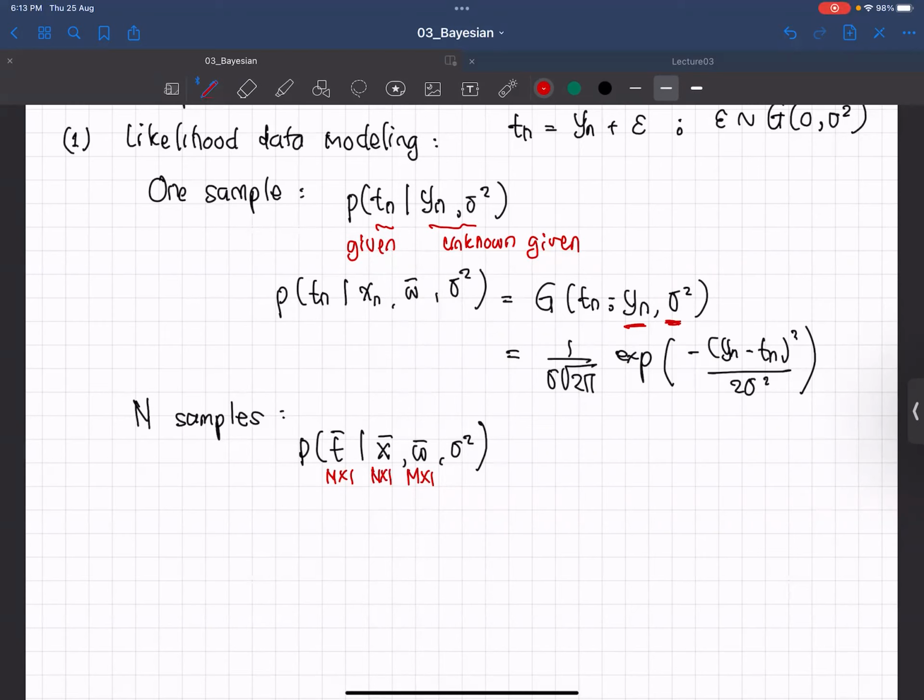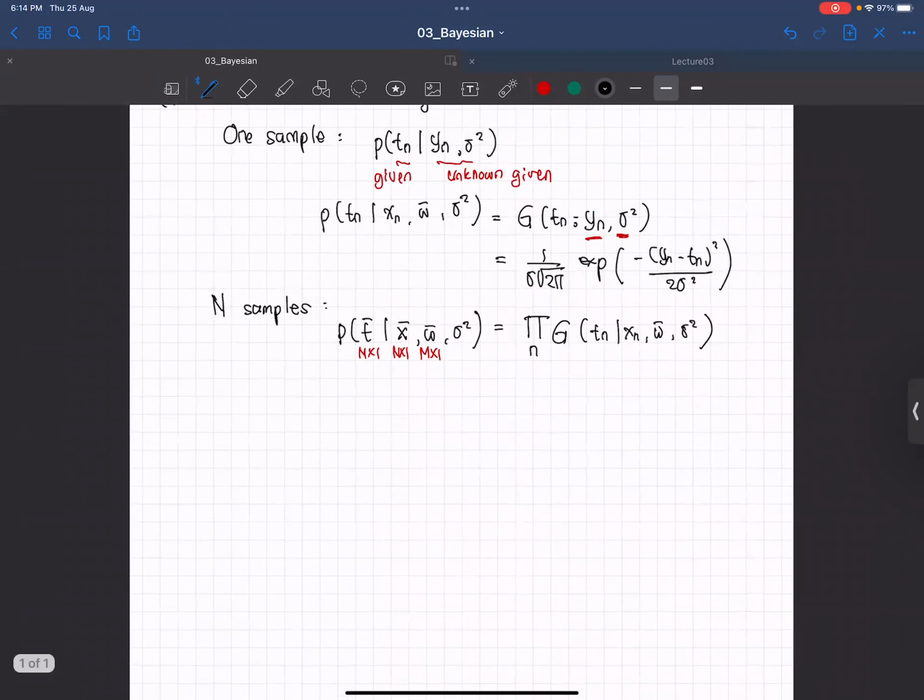So that is the expression for the probability of n data. And this one, we assume that there is independence between samples. This is a simple assumption that the different samples do not have any correlation to each other. So in that case, we can assume they are independent variables. For independent variables, that's just a simple product rule. So this one is the product of Gaussians of every Tn given Xn, W bar, sigma squared. Okay, that's how you do the modeling for n samples.